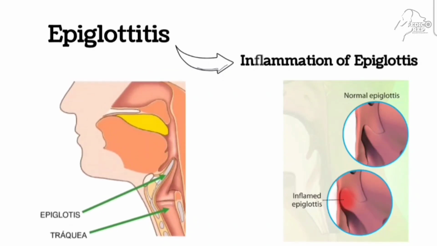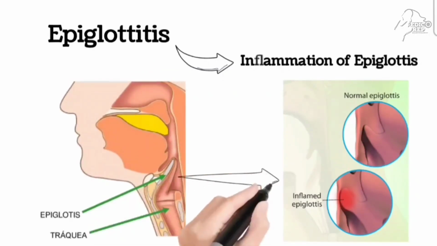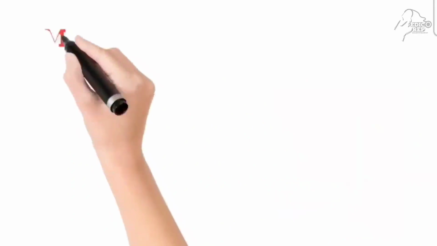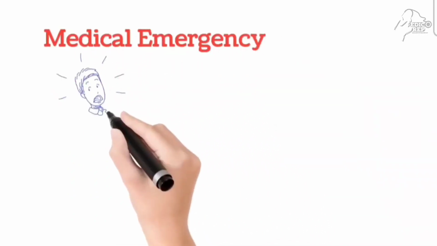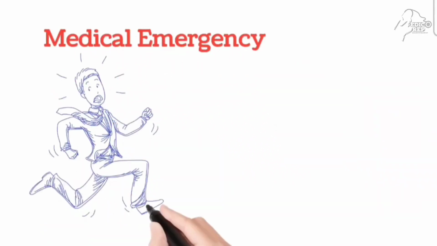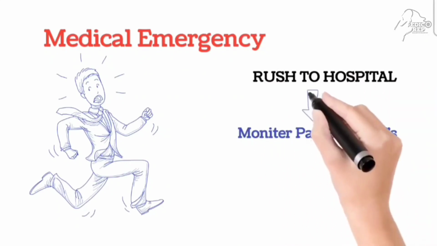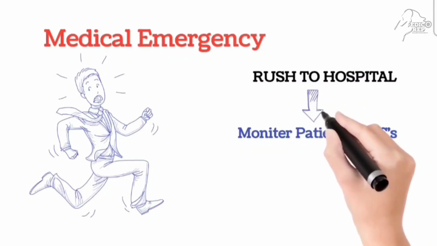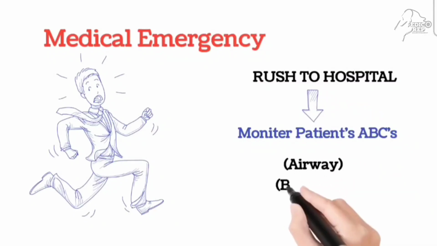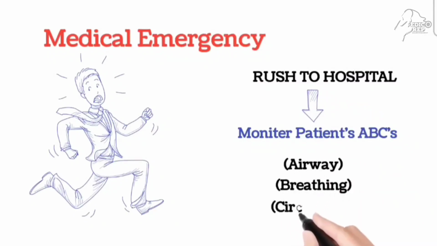Epiglottitis can be deadly and anyone can get it, but it mainly occurs in children. It is considered a medical emergency, so patients just need to rush to a nearby hospital or see a doctor to monitor ABCs. In this, the patient's airway, breathing, and circulation are assessed, so it can be managed accordingly rather than proceeding further in diagnosing the disorder.